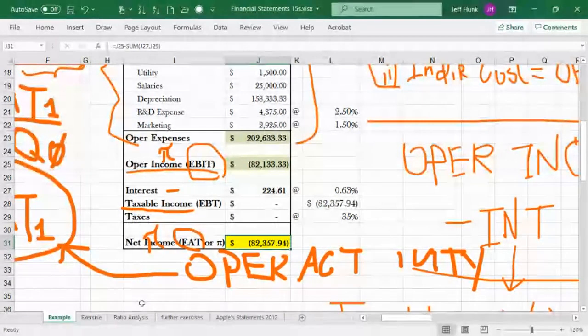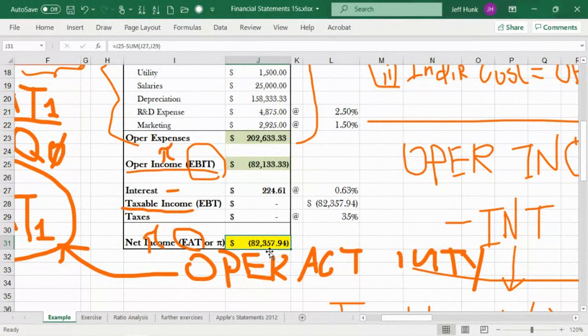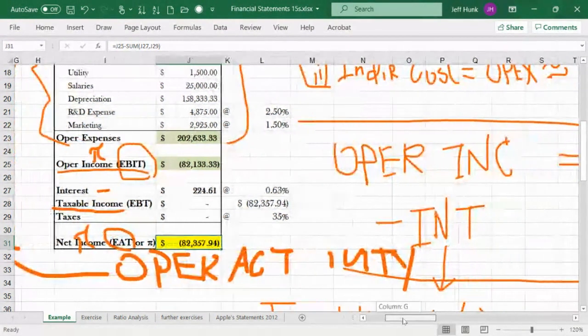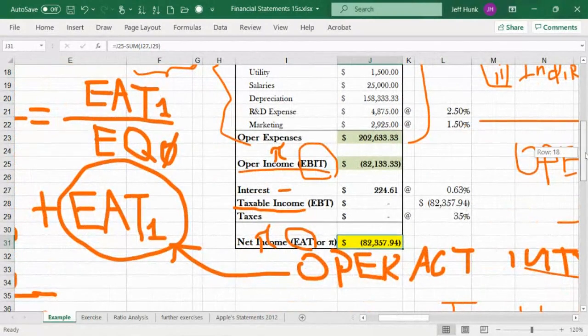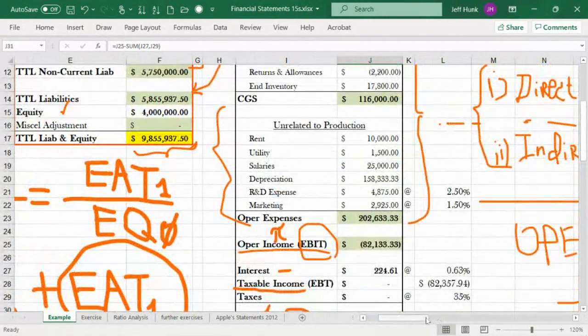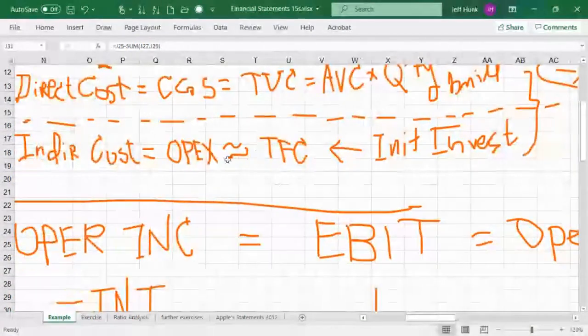But this is obviously a bad quarter, right? We had a very horrible quarter. But if you have a good quarter, right, we'll have positive profit here. So that brings us to the conclusion of the operating income statement. And then we have one thing left here.